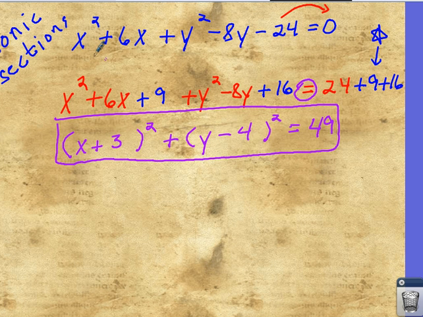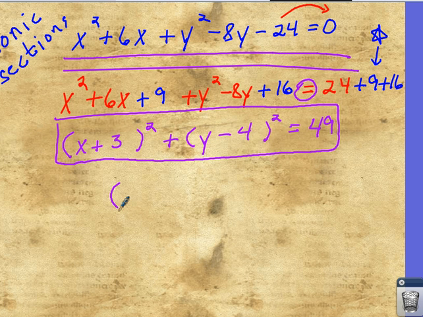They'll usually ask you, what's your center and your radius of this circle? And in order to find that, you would have to get it in this form. The center: this plus 3 moves it left 3. This minus 4 moves it up 4. There's your center, and your radius is 7.